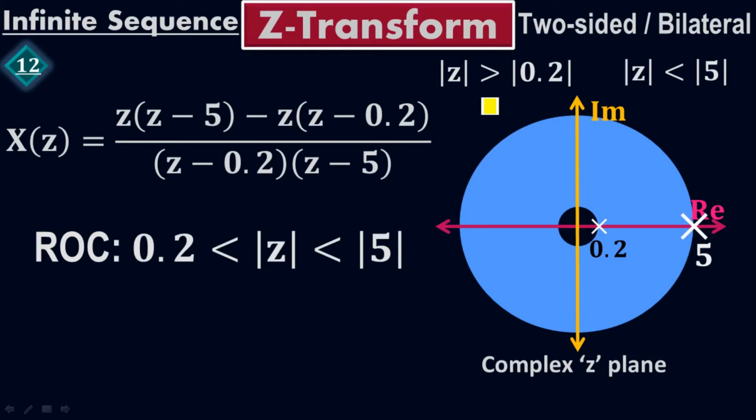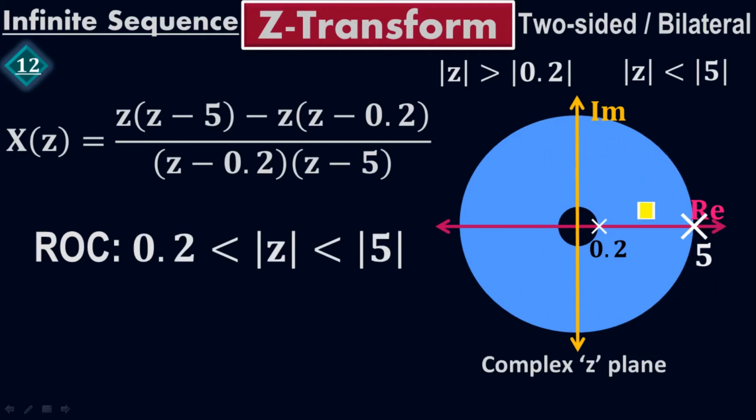Now when you compare this problem with the previous one, problem number 11, there's a big difference. Here we are dealing with a two-sided infinite sequence, the bilateral infinite sequence, not the one-sided. Last time we had the subtraction of one-sided, right-sided sequences. But here we have the addition of two different sequences. One is right-sided and the other is left-sided. Therefore, the region of convergence for the two-sided sequence will be in this shape. It is a ring shape, an annular shape.